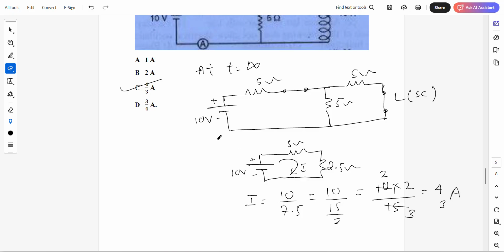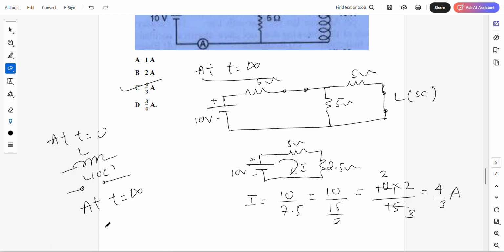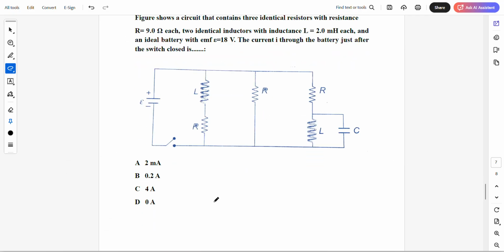Hope you understood this. At t is equal to infinity, L will act as a short circuit. At t is equal to 0, L will be open circuited. L is open circuit. At t is equal to infinity, L will always be short circuited. Hope you understood this one. Let's see the next problem.